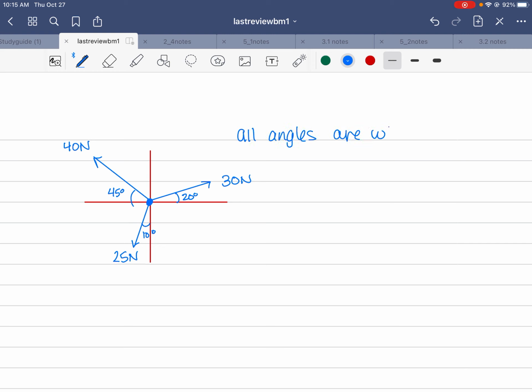are with respect to the positive x-axis, because we're going to do some trig here. And if we do it to the positive x-axis all the time, we don't have to think about the math, and it will automatically give us the correct signs every single time. So this first one, this 30 degrees, is already with respect to the positive x-axis. So I'm going to say 30 newtons at 20 degrees. So we're in good shape.